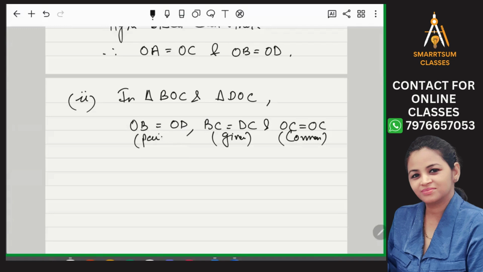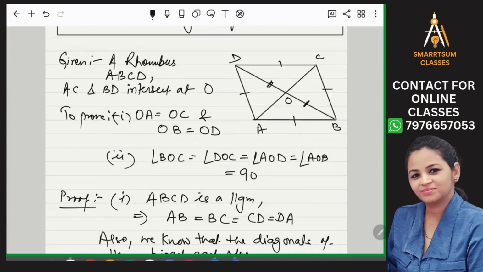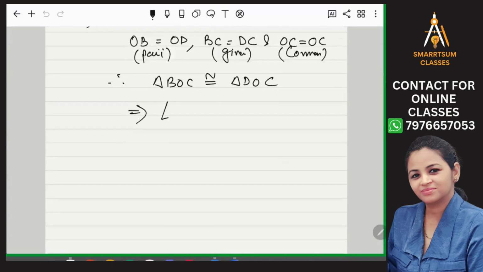By part 1, we can say that triangle BOC is congruent to triangle DOC. Since we have proved that these two triangles are congruent, by CPCT we can say that angle BOC is equal to angle DOC. ये दोनों equal होंगे. Write down: angle BOC is equal to angle DOC by CPCT. Corresponding parts of congruent triangles will be equal.